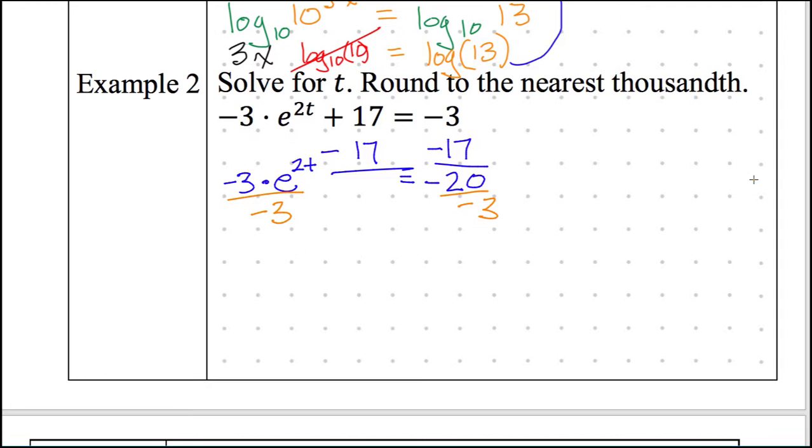Don't be afraid. I will be here for you. Now we got rid of that -3, and I'm left with e to the power of 2t is equal to this ugly fraction, and I'm going to simplify a little bit. 20 divided by 3. Negative divided by negative is a positive.